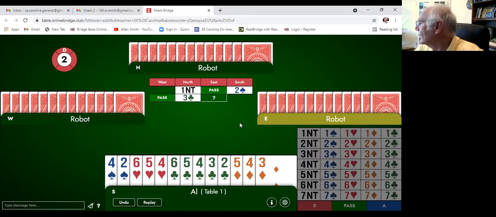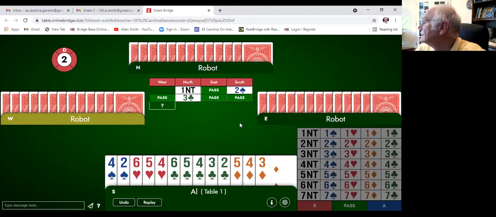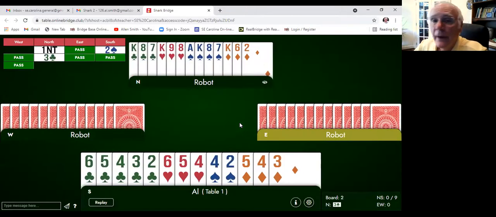So what we're going to do is, since our suit is actually clubs, we don't have to bid anything to set that suit as trump. So we're going to pass. So we end up in 3 clubs, and let's see what the opponents are going to lead.